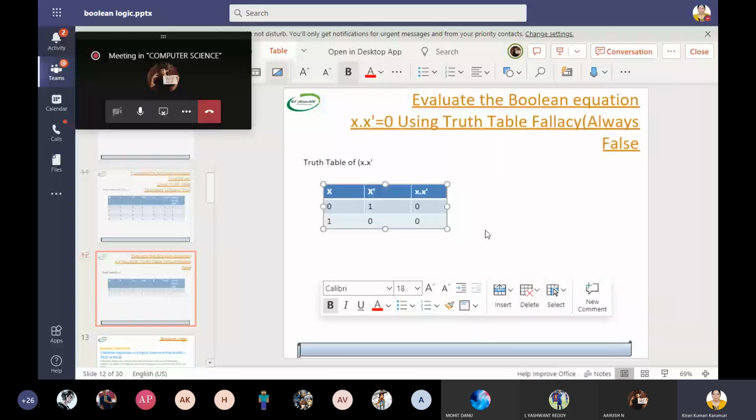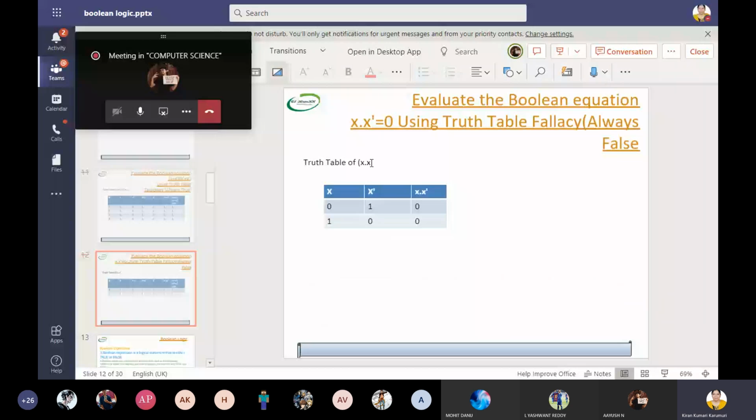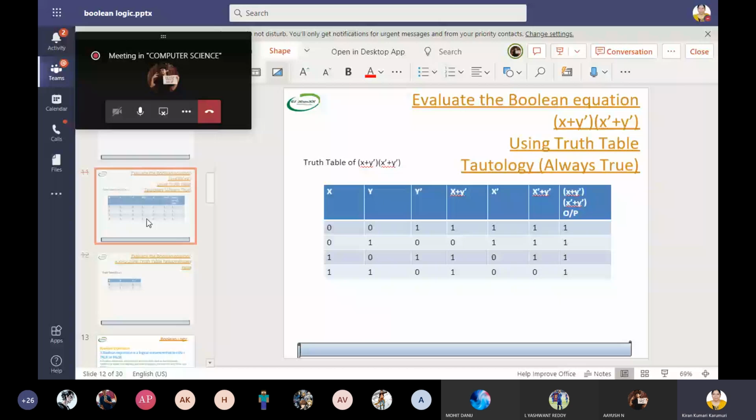Always true को क्या बोलते हैं? Tautology. The expression which is always true is a tautology. The expression which is always false is a fallacy. Okay.